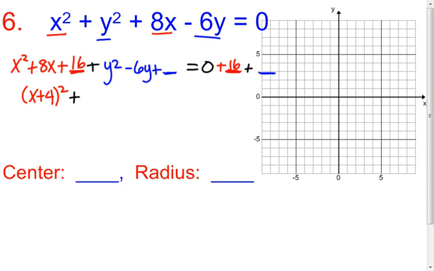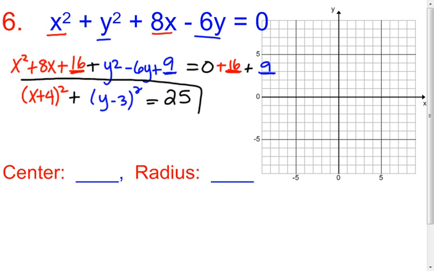When I complete the square with my y's, half of -6 is -3, so I'll have y minus 3 squared, and -3 squared is 9, so 9 goes in this blank and this blank so that they balance each other out. Okay, so that's what that will look like. And then on the right, 16 plus 9 is 25.